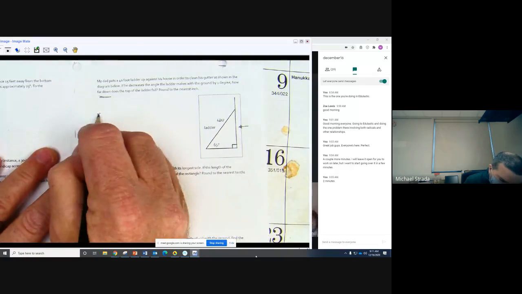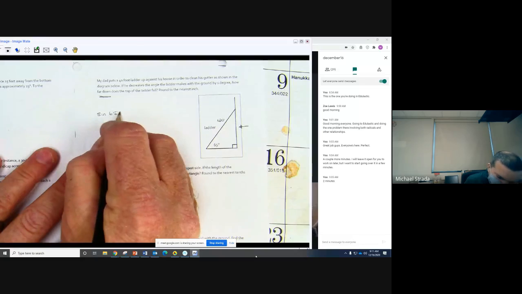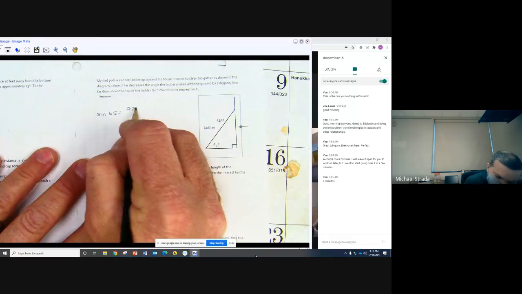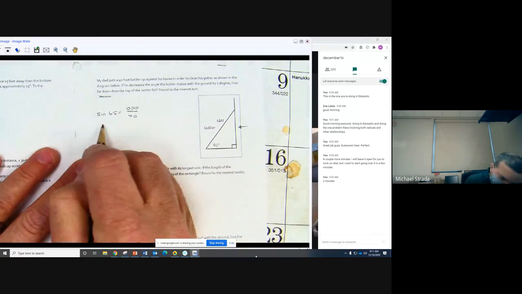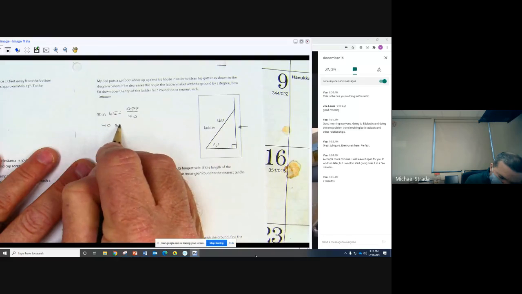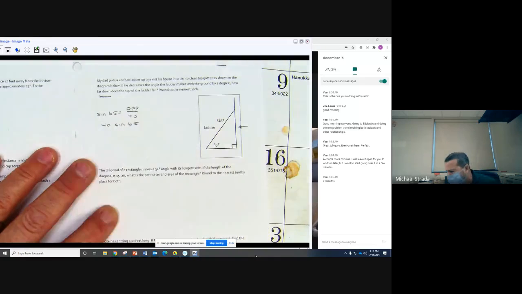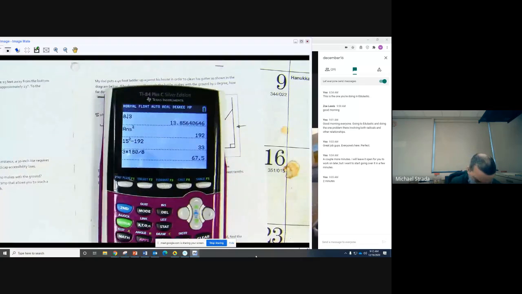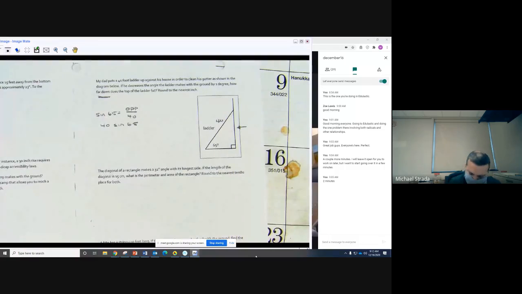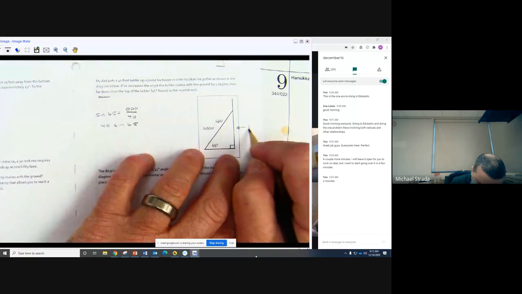So the sine of 65 equals opposite over the hypotenuse, which is 40. I'm going to end up multiplying both sides by 40, so I got 40 sine 65. I go to my calculator, 40 sine 65, and it shoots out 36.25.